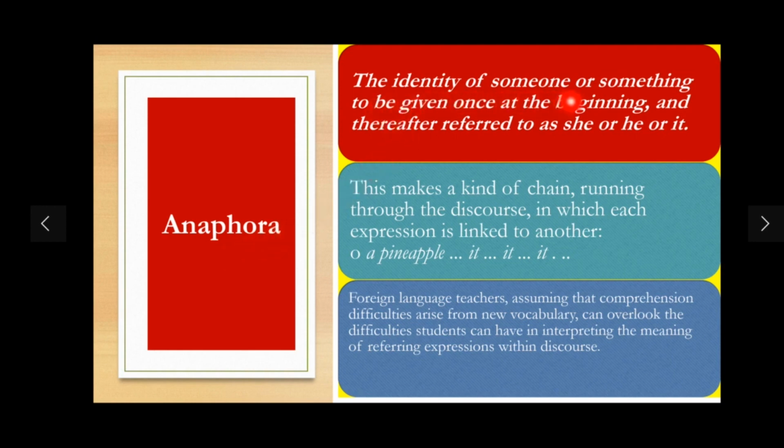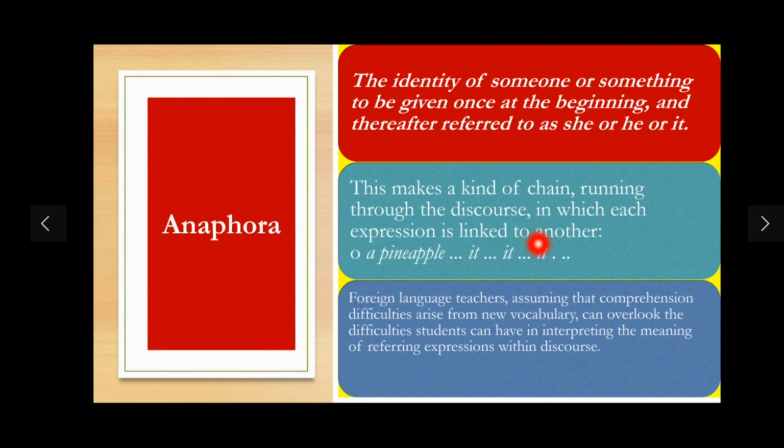The identity of someone or something is given once at the beginning and thereafter referred to as she, he or it. If I say "I ate a mango" and then I say "it was delicious," first I use a noun, mango, and then I use "it" for mango. First a word, a noun, and then we use a referring expression for it. This is known as anaphoric reference. Now, this makes a kind of chain running through the discourse in which each expression is linked to another. In this way, through referring expressions, we connect one sentence with another.